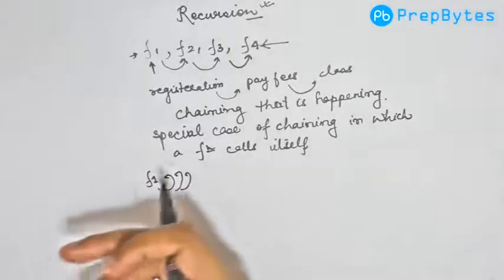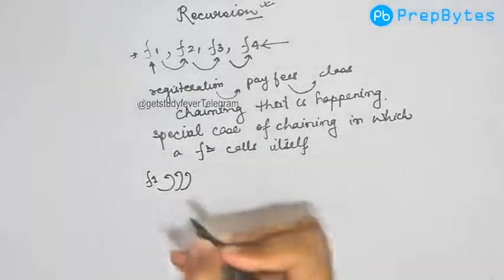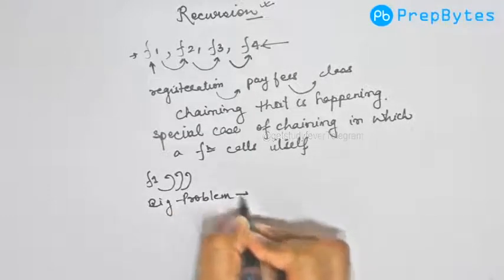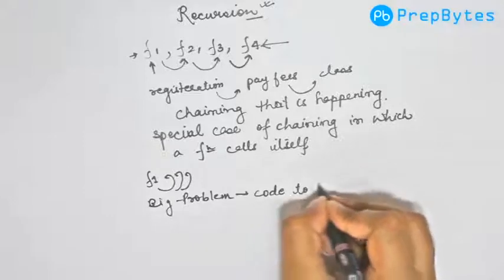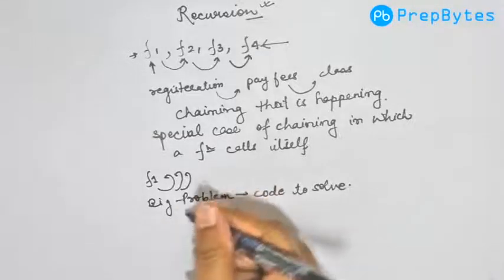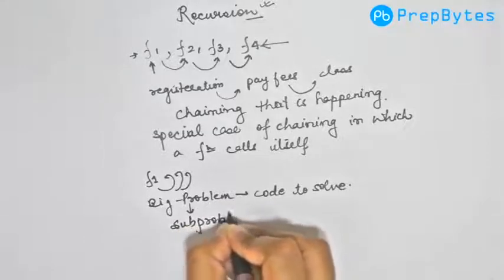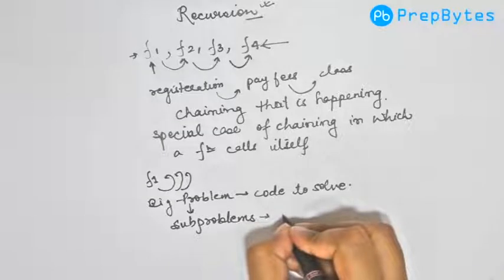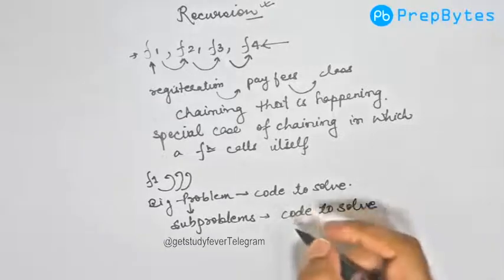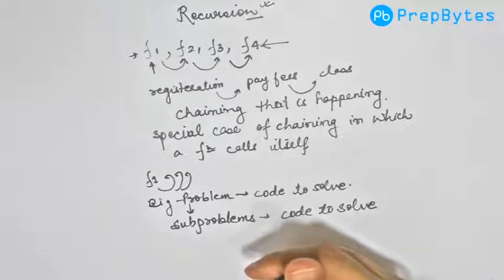That will be based on the scenario. We will see what could be the scenario in which recursion happens. Let's say you have a big problem, and there is a code to solve this problem. In order to solve this big problem, you have to divide it into sub-problems. And the code to solve this sub-problem is also the same. The code that is supposed to be executed in order to solve a problem is the same. It's just that the parameters will differ.